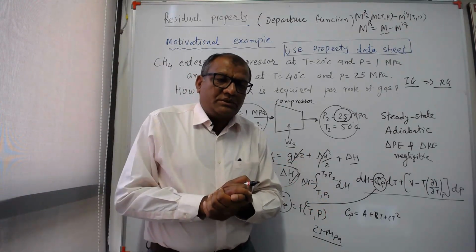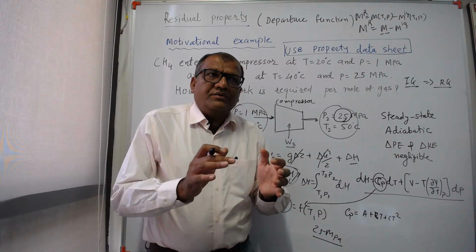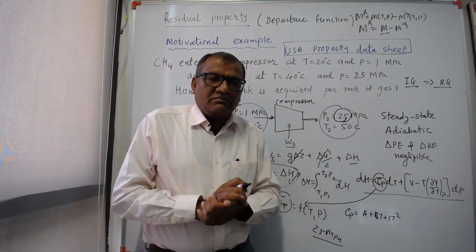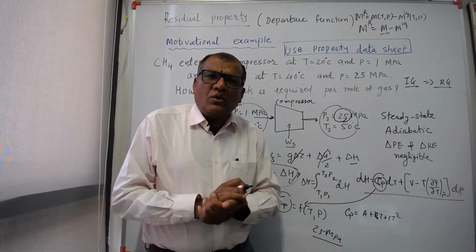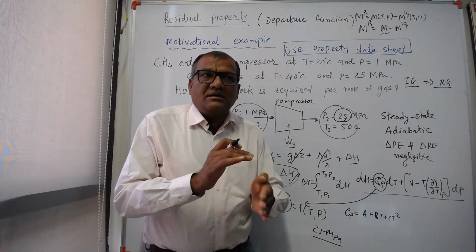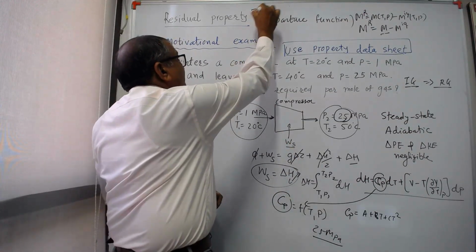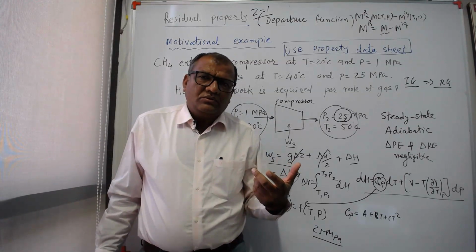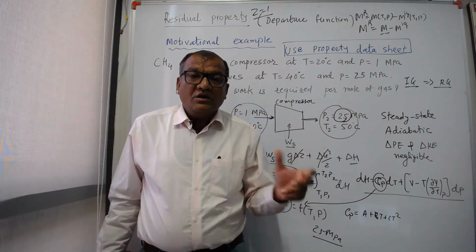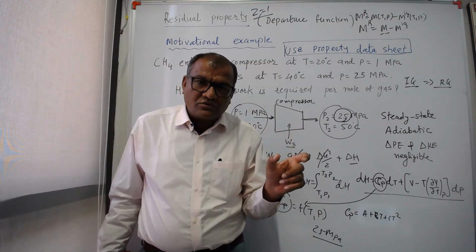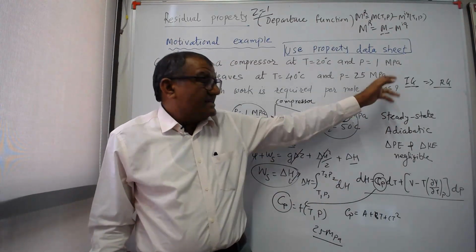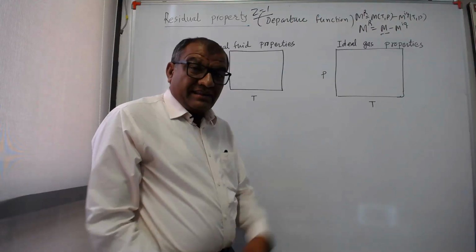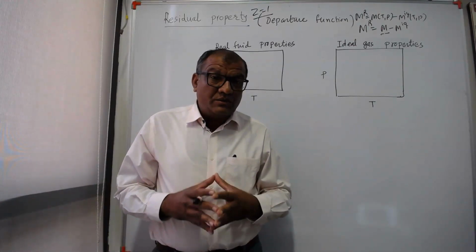So residual property shows the deviation of a real gas from an ideal gas. So this is the second parameter. One more parameter is the compressibility factor. If we talk about an ideal gas, then the compressibility factor Z equals 1, and for a real gas Z has some other value. It may be something like 1.2. So Z also shows the deviation from an ideal gas. Residual property also shows the deviation from an ideal gas. That was the motivational example for residual property.